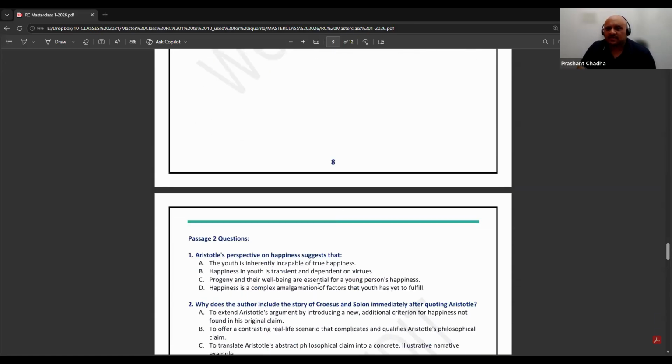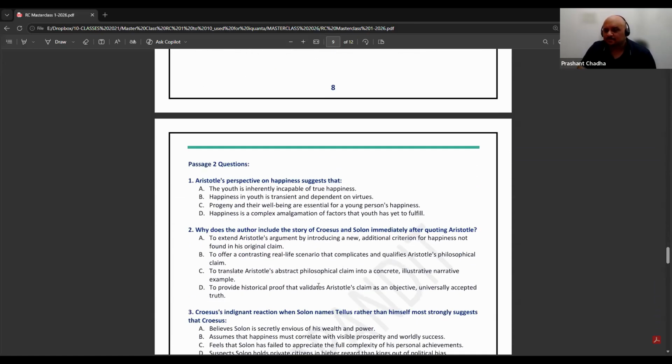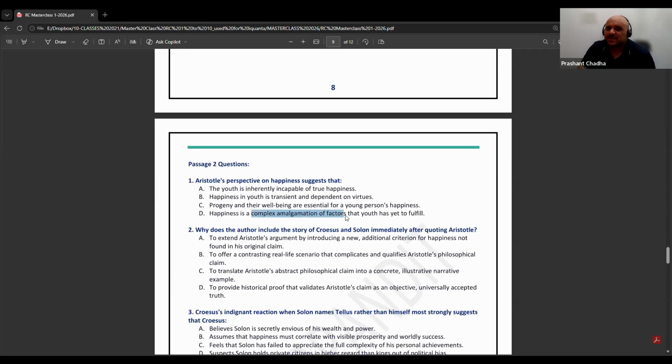Satvik, you are referring to passage 2? First question, option D, gives complete context of paragraph. Here, what is this complex amalgamation of factors? There is no reference to this in the passage, right? So there is no complex amalgamation of factors that the youth has yet to fulfill, right?